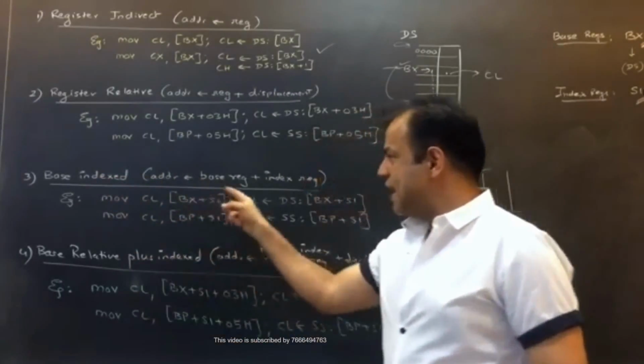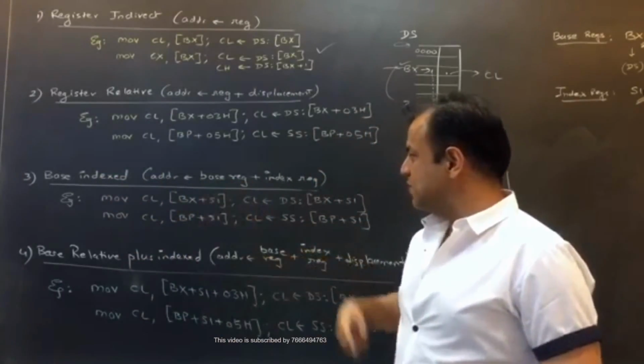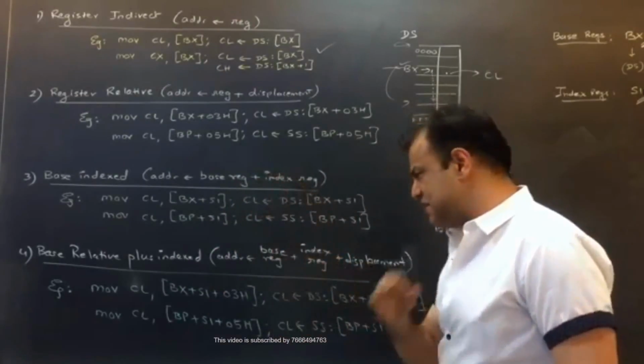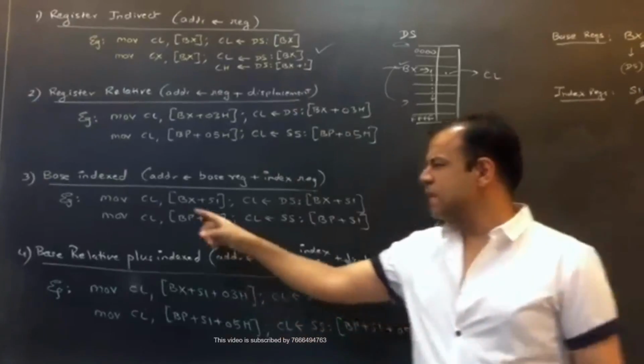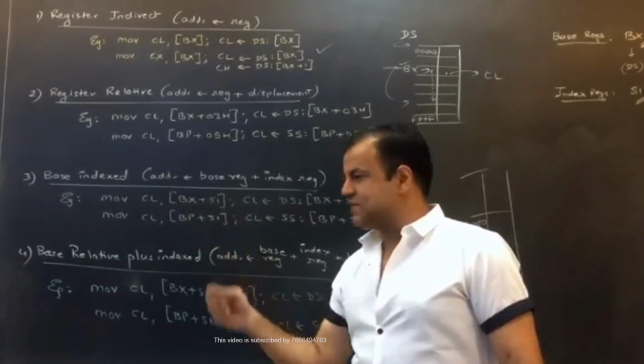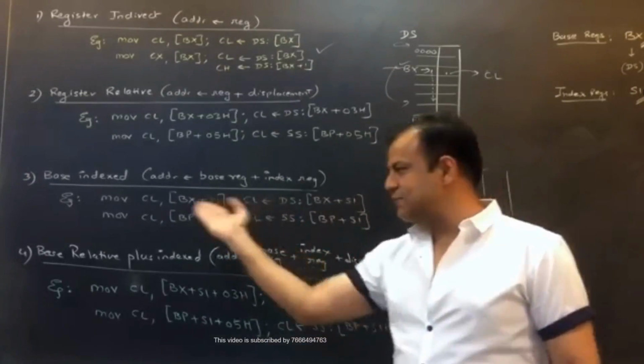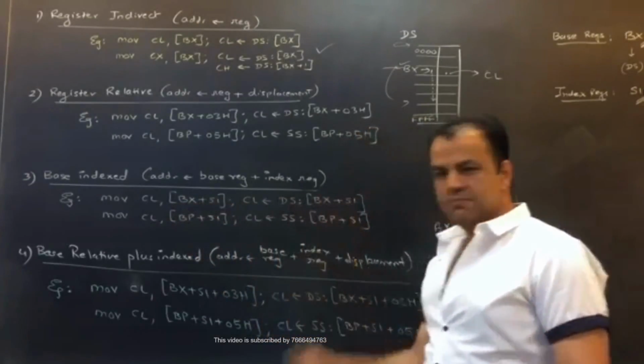Base index. Address given as base register plus index register. We're using two registers. One register acting as a base, the other acting as an index. Very interesting. Pay attention. MOV CL, [BX + SI]. Who gets the data? CL. From the location pointed by BX plus SI. That is very easy to understand. CL gets the data from location BX plus SI.